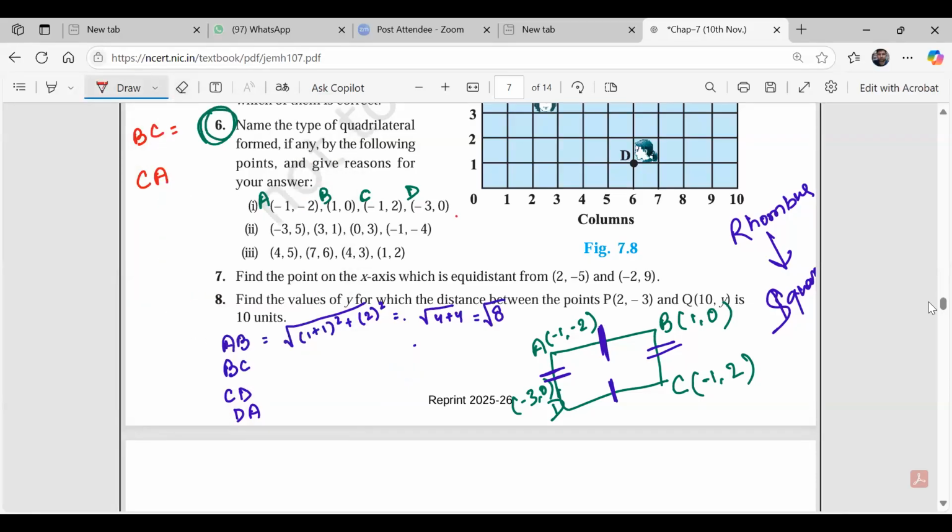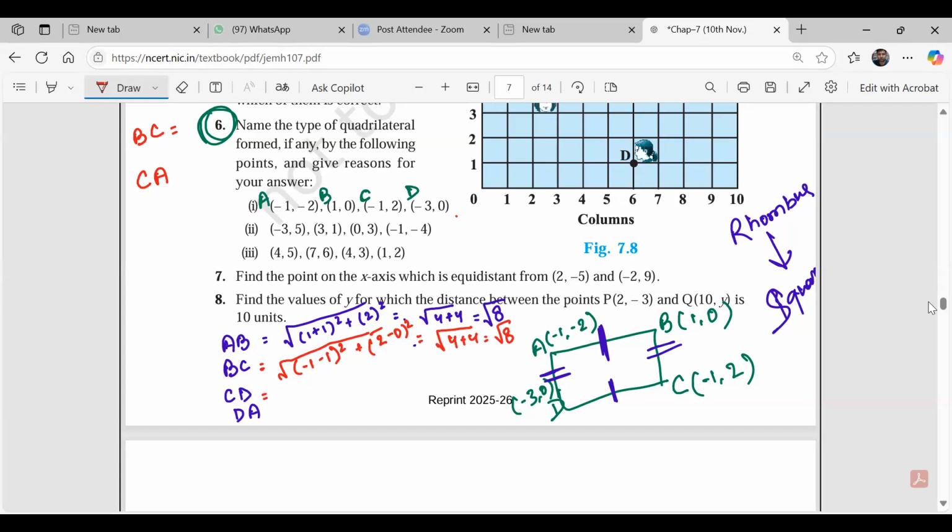BC. You can call B as (x1, y1) and C as (x2, y2). Again, you will be taking (x2 minus x1) whole square. So your x2 is -1, your x1 is just 1, plus (y2 minus y1) whole square. Your y2 is this one, your y1 is this one. That means you are going to get 2 square minus 2 square, that means just 4. And here also 4. So for now we can see this also came out as root 8. Now let's see CD and DA also.